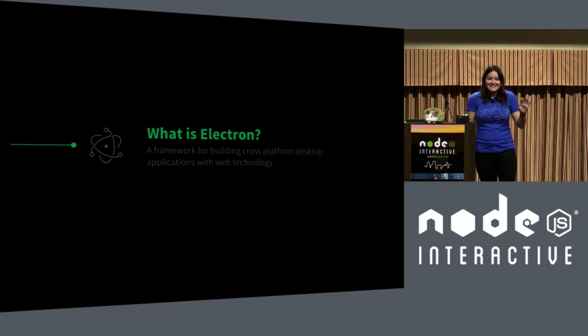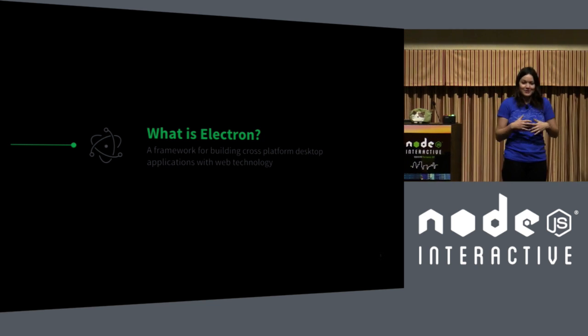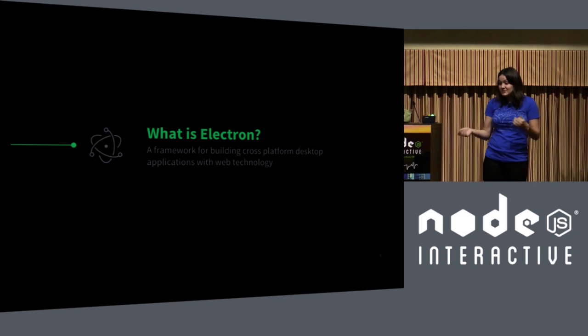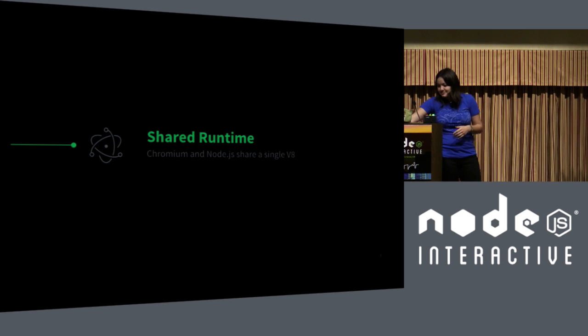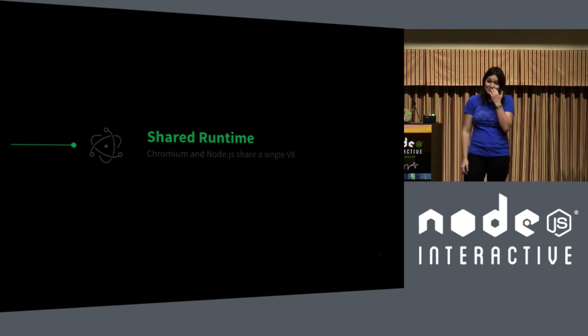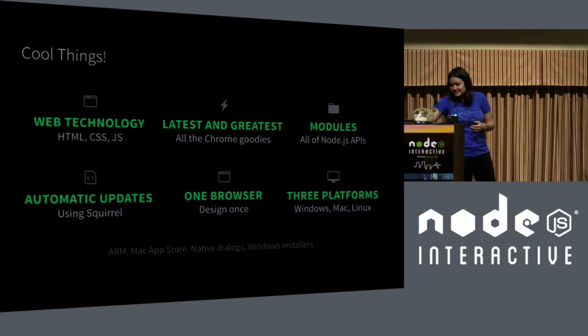But so what really is Electron? Electron is a framework for building cross-platform desktop applications using web technology like HTML and CSS and JavaScript. And the way that it's able to do this is because it's based on Chromium and Node. And Chromium and Node are both using the same JavaScript engine V8. And so they're able to combine into a single runtime so that you have actually Node and something that draws web pages all together in the same place.